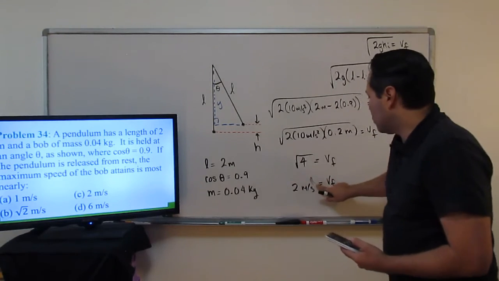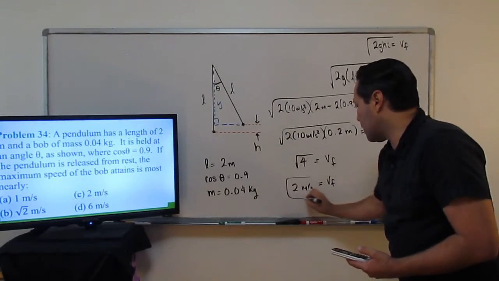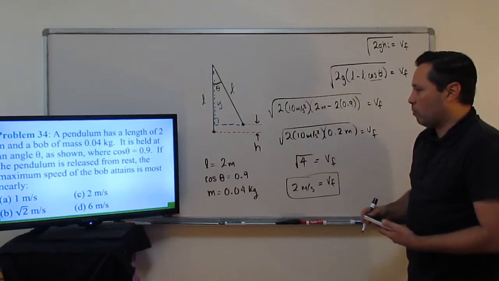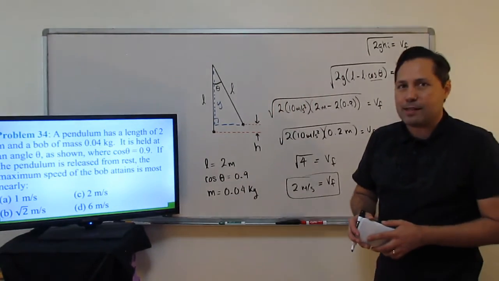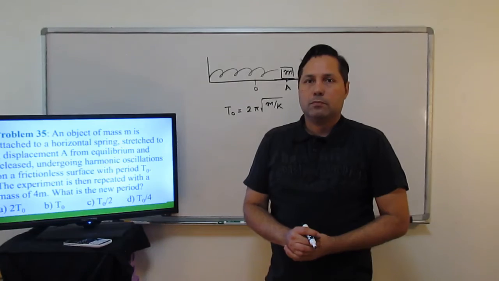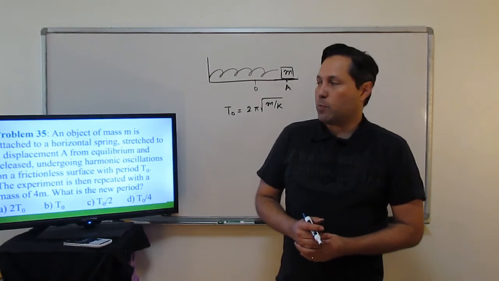Oops, 2 meters per second. That's our velocity at the bottom of the swing for our bob. So the answer for problem number 34 will be letter C. Up next for us is problem number 35.